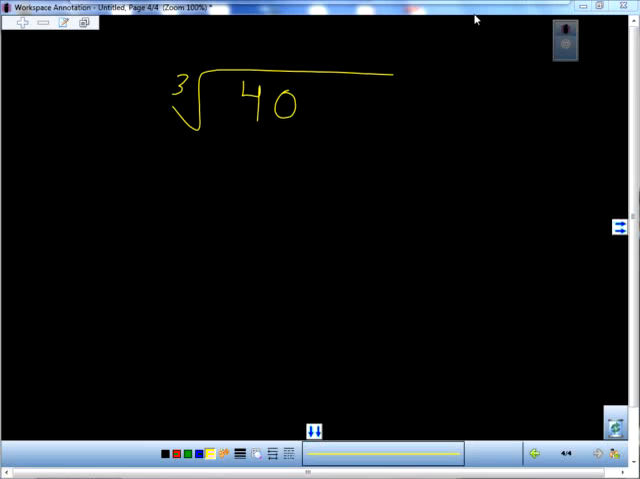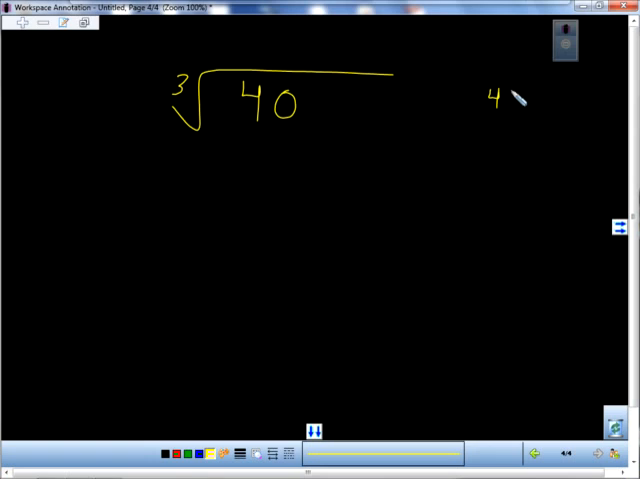Alright, so today we're doing radicals again. First thing I want to talk about is how to simplify something like the cube root of 40. Do we know how to do that? Kind of. Is there any number we could take times itself 3 times to get to 40 without using decimals? No, there's not. So we're going to use a factor tree.